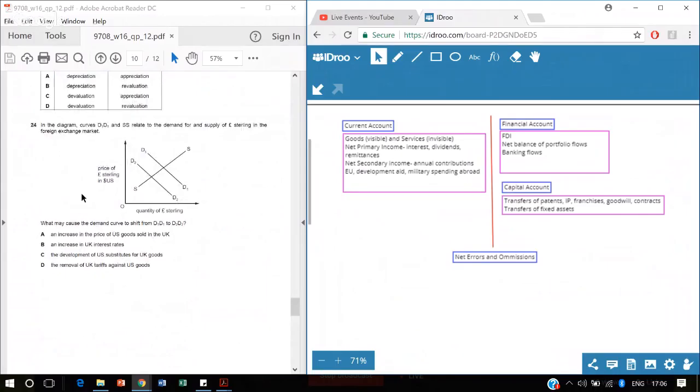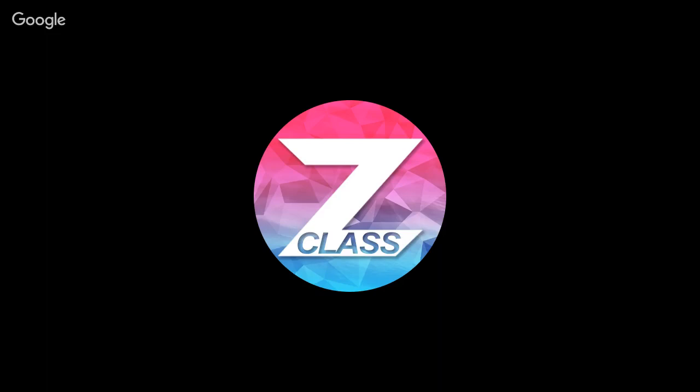24. Increase in the price of US goods sold in the UK.